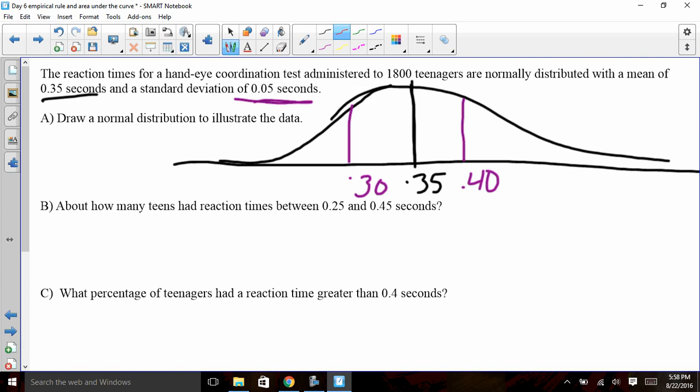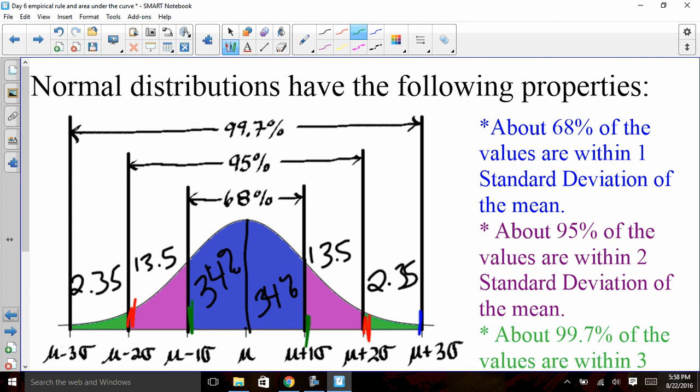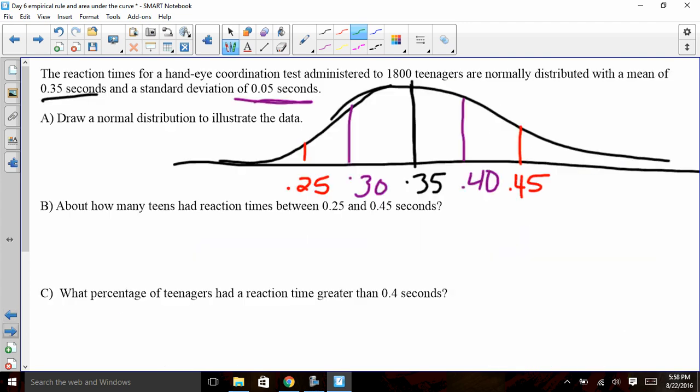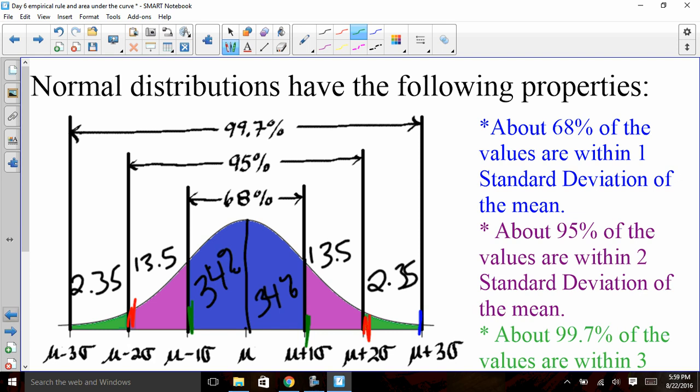So now I need to do plus or minus 2. I'm going to add another 0.05 to that 0.4. So that puts me at 0.45. And likewise, I'm going to subtract another 0.05. So from red line to red line, I'm at 2 standard deviations of my data. If you take a look back, that should be about 95%. And one more time puts me at 0.5 and 0.2. Again, I'm trying to make this look as close to what I already have.